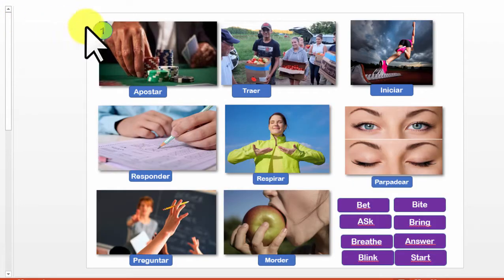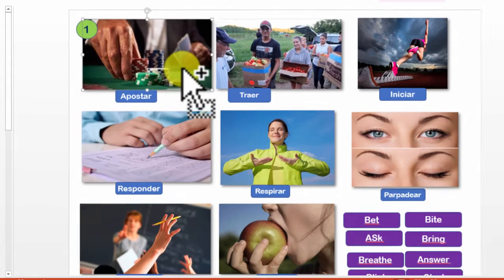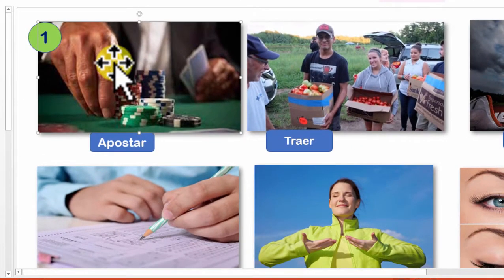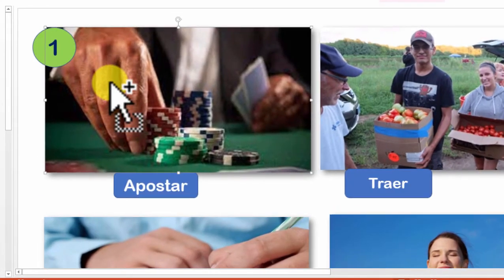Vamos a practicar 23 verbos hoy con esta estrategia de memorización creada por su coach Milan. Ok, y comencemos. Lo primero que debemos hacer es mirar atentamente la imagen del verbo en español. Apostar, la visualización. Apostar.